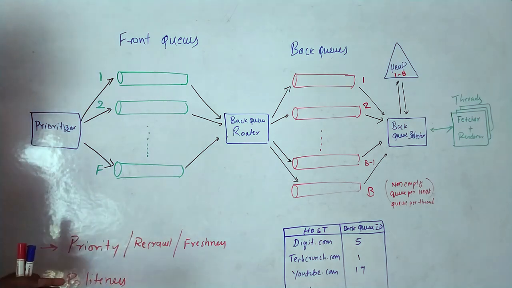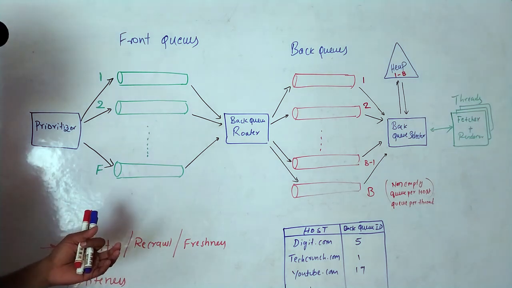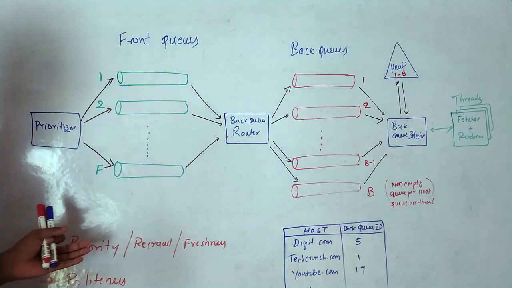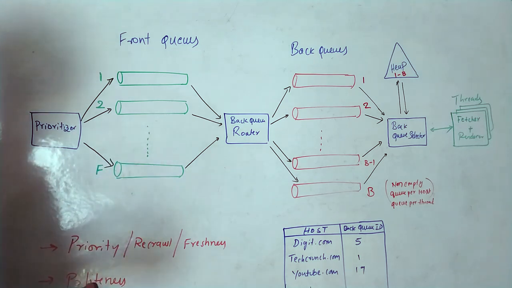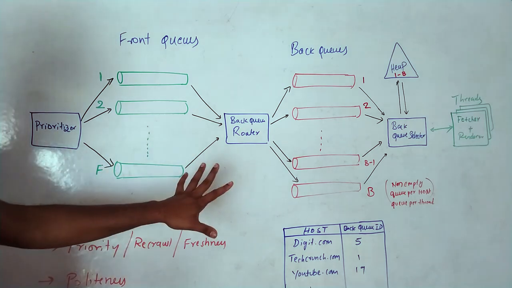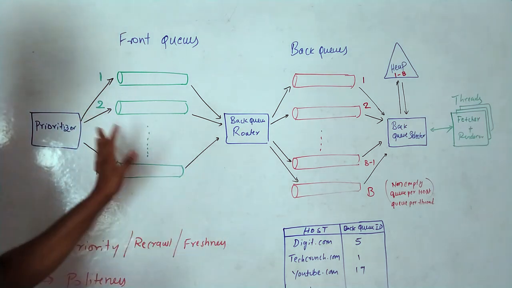To provide all of these features, we can't just use one queue or some kind of priority queue and implement it. So this is the design we have to use to support both priority and politeness. So how does this work? I'm going to explain the different components now, and then we go through the complete working of this data structure.